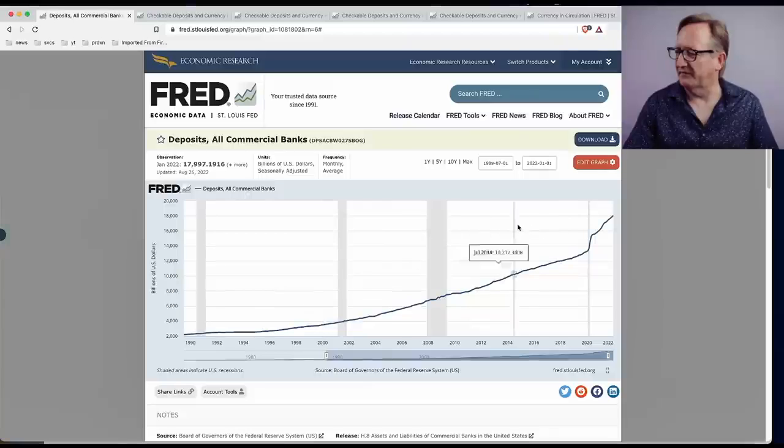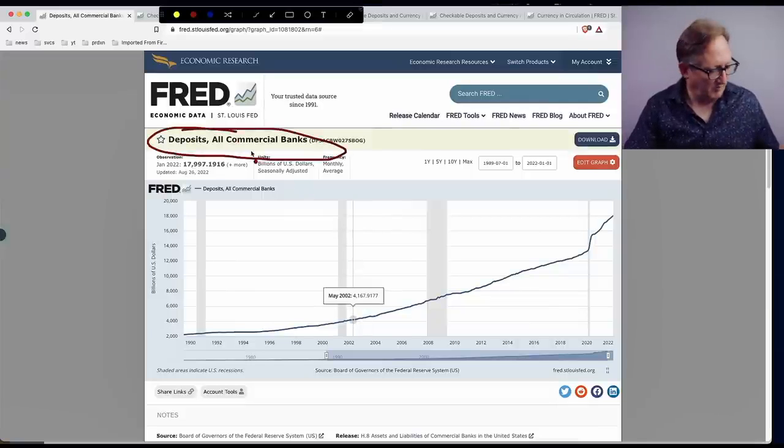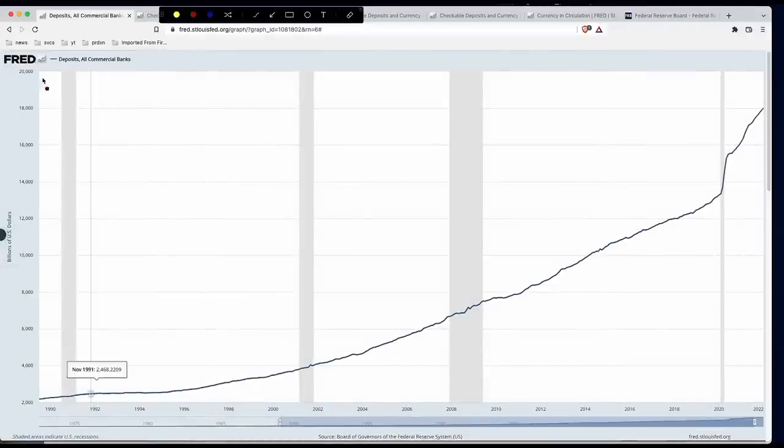I want to look at this graph of deposit accounts, and I'm going to blow it up here in a minute, but you can see here the title. I want you to look at the title, Deposits of All Commercial Bank Accounts. I'm going to blow this up. The title gets a lot smaller. I want you to notice that, because the rest of the graphs are going to be bigger, but the title is going to be really small. So you've got to look up here for the title.